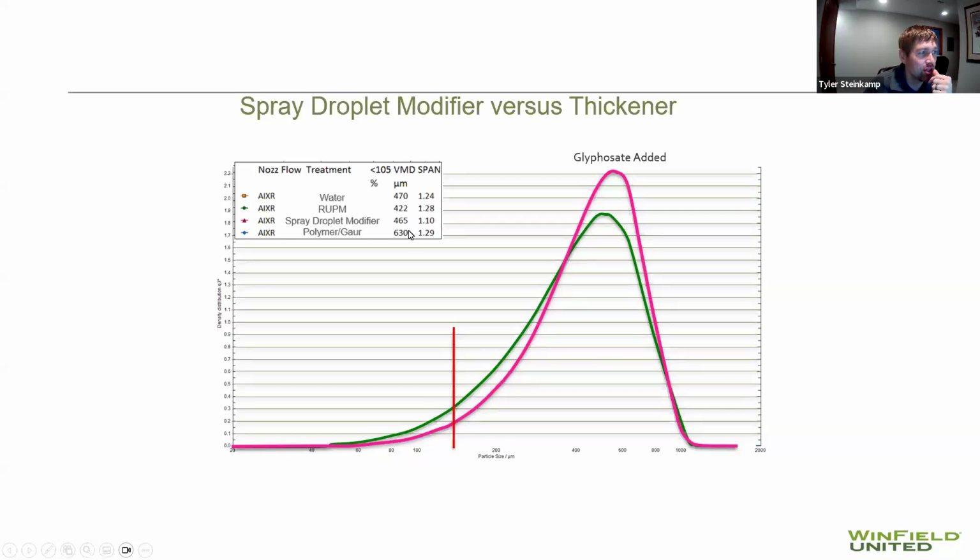Okay. In addition, one thing you notice is we actually decreased the span, or the variability in those droplets, to the point where we get very consistent droplet sizes. Okay, so that's looking at the graph here.